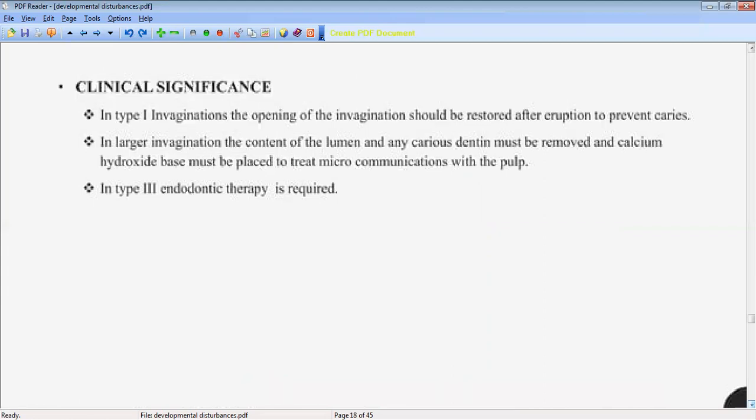Clinical significance in type 1 invagination: the opening of the invagination is restored after eruption to prevent caries. In invagination, the content of the lumen and any carious dentin must be removed, and calcium hydroxide must be placed to prevent micro communication with the pulp. Required in type 4, and surgical intervention is required.